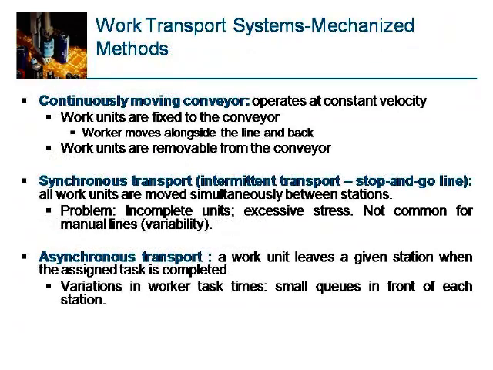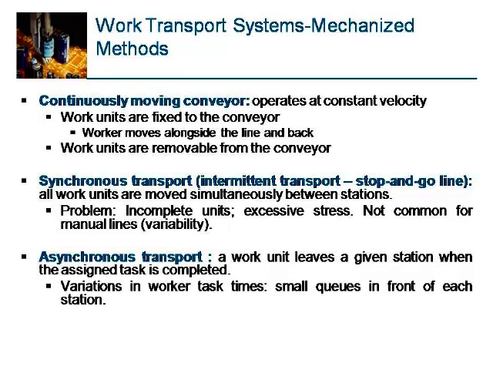The work transport system, mechanized by mechanism, means you can use a continuously moving conveyor, which operates at constant velocity. Work units are fixed to the conveyors. Work moves alongside the line and back. Work units are removable from the conveyors.